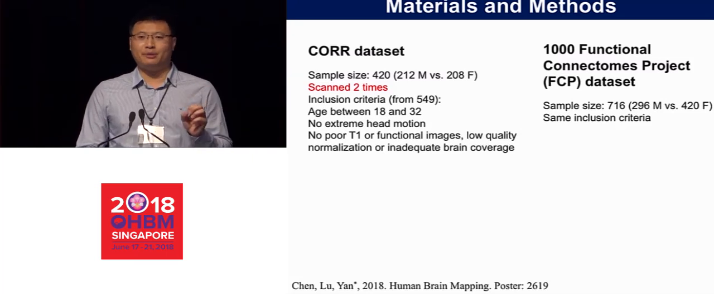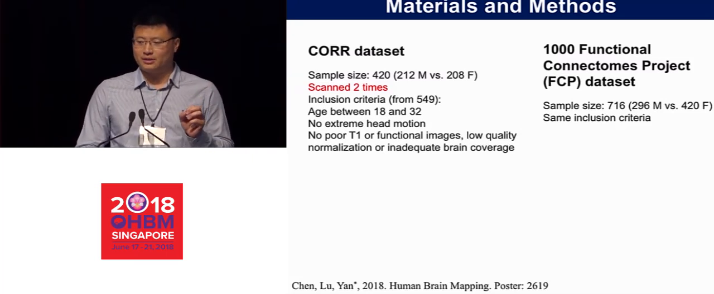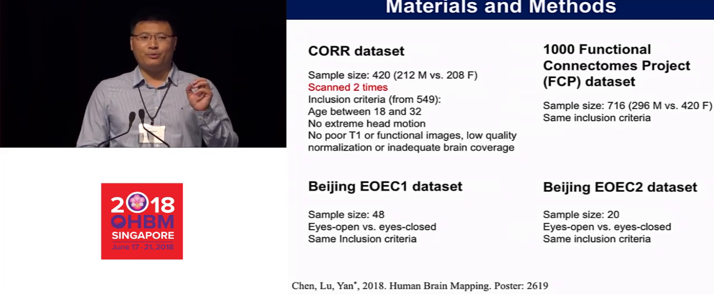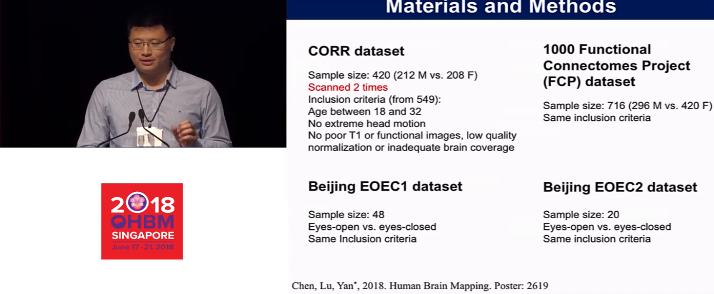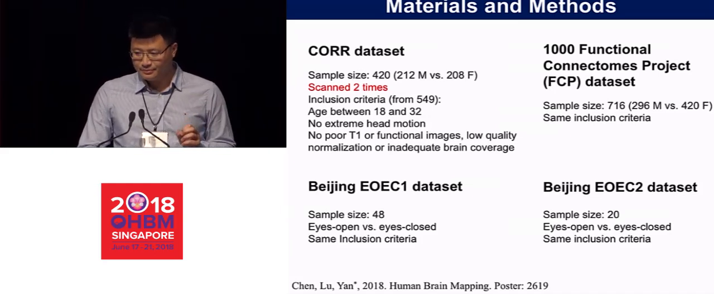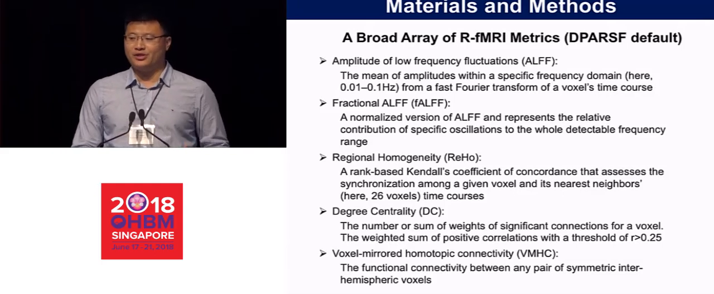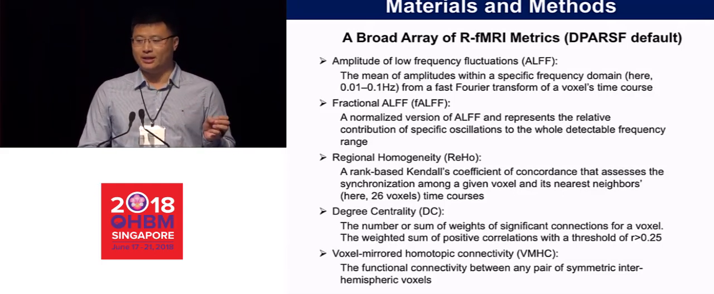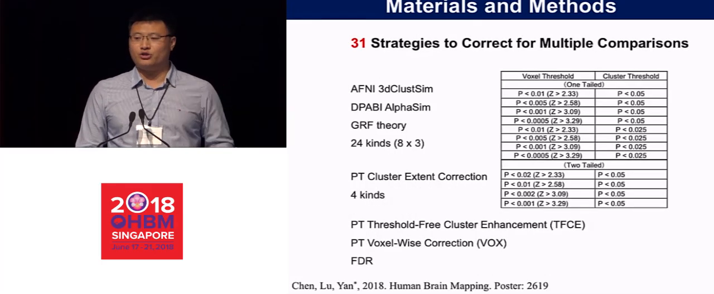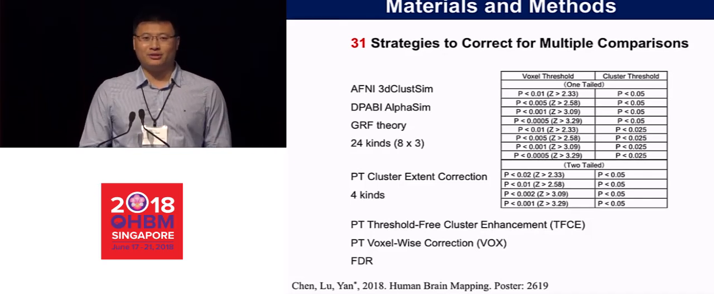Here we are talking about between-subject differences, the sex differences. We would also like to examine the effects on within-subject differences, for example, within-subject eyes open versus eyes closed differences. For this, we have two different data sets, although each has a small sample size. We examine a broad array of resting-state metrics that are most widely used, like amplitude of low frequency fluctuations, ALFF, fractional ALFF, regional homogeneity, degree centrality, and voxel-mirrored homotopic connectivity.